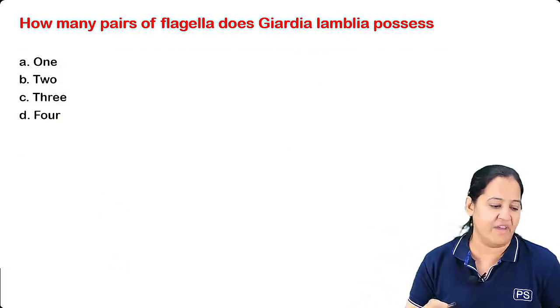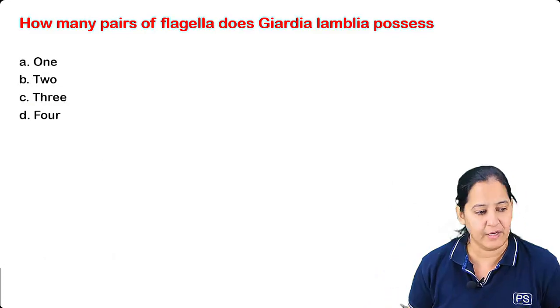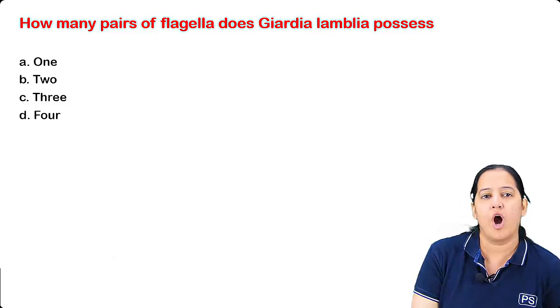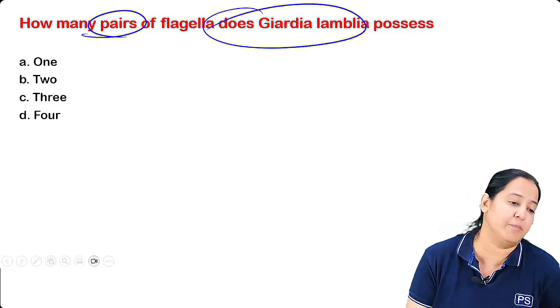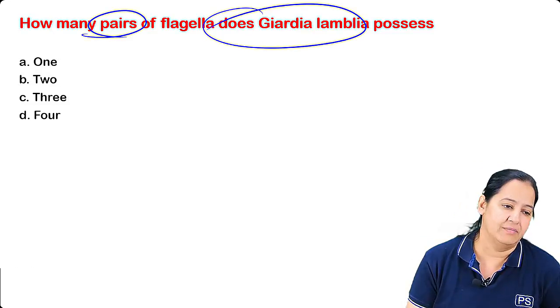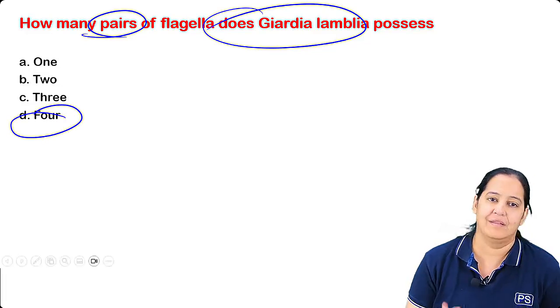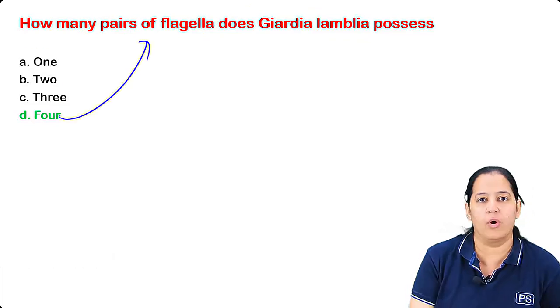Read your chart. If anything is missing, you can tell. And if you find any additional point, add it in the chart itself. Come on, say. How many pairs of flagella in Giardia? Quickly say. Leah, Prabingal, Aditi. What is the answer? Very good. There are 4 pairs. We all know there are 4 pairs.